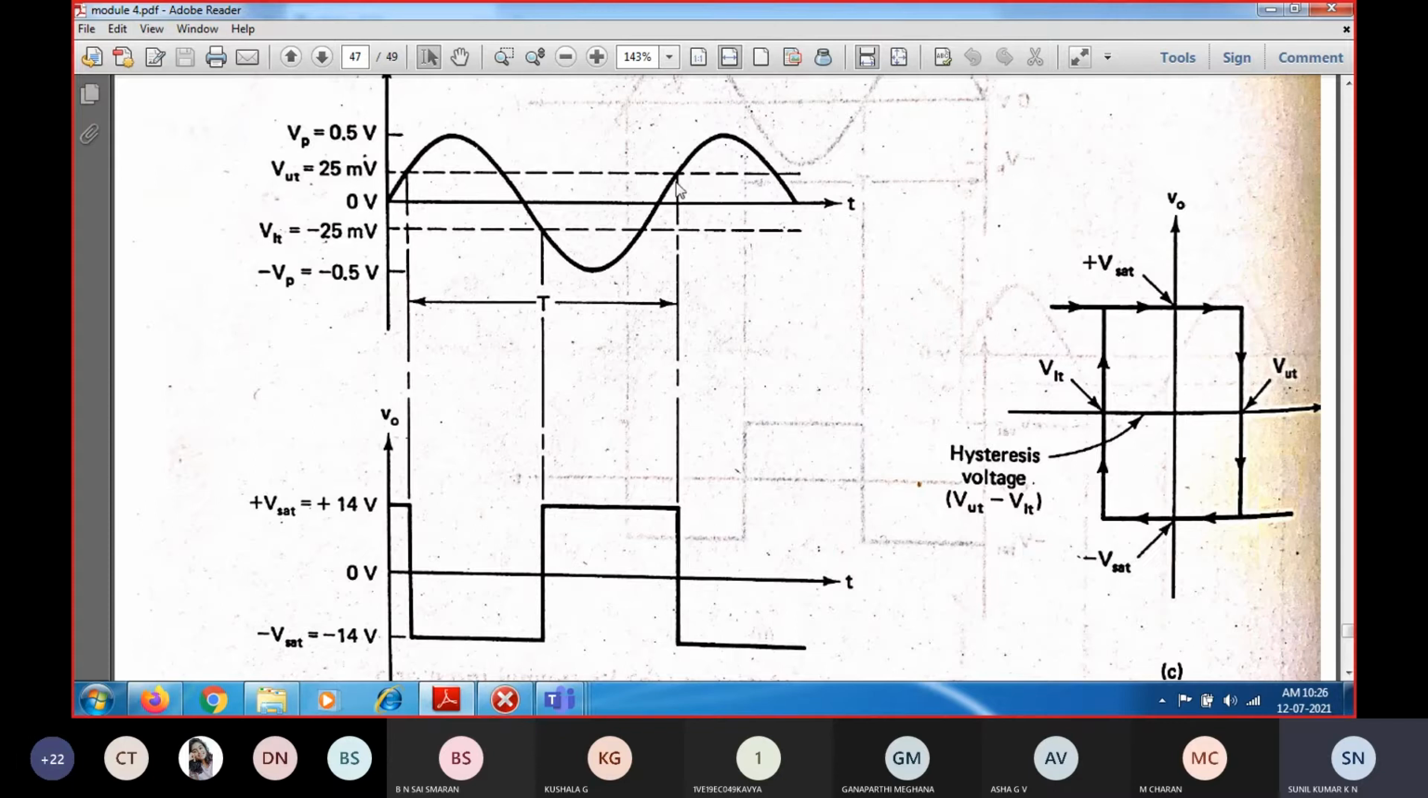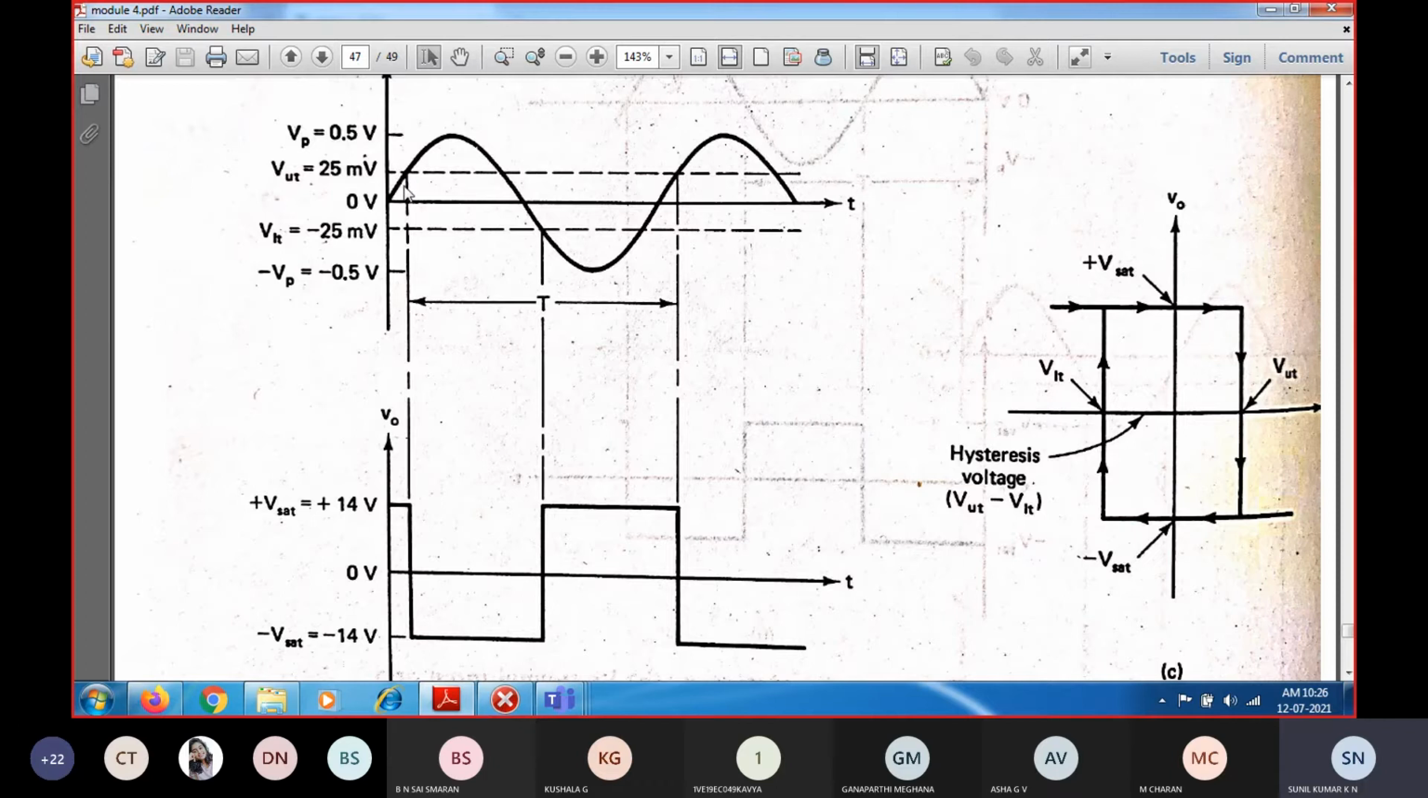So these two points are going to be repeated. Whenever it reaches this point or greater, again it will go to negative saturation. And whenever the input reaches this point, again it will move to the positive saturation. Like this, negative to positive and positive to negative switching will occur. So this point will be called the trigger point voltage.